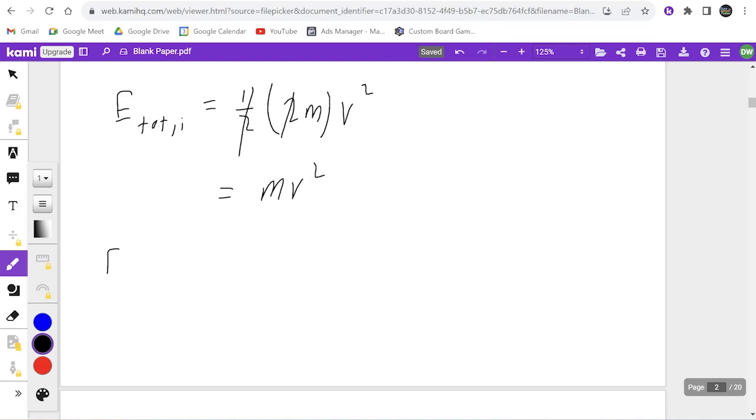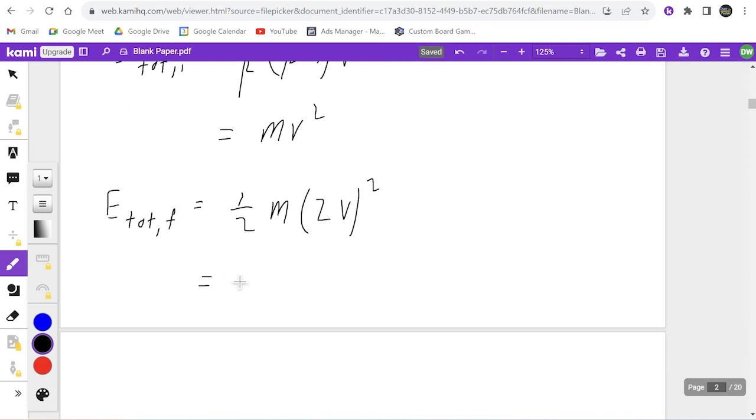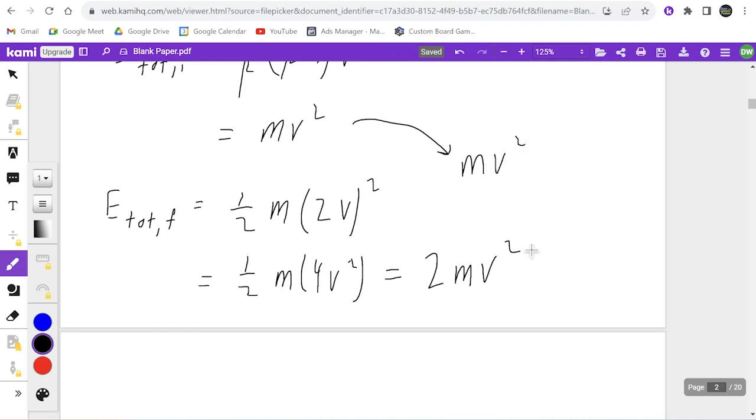Now let's look at E total final. E total final, it's 1/2 mv squared. The mass is only little m this time, but the velocity is 2v squared. And when we square that, we have to square both quantities. So in other words, it's going to be 1/2 times m times 4v squared. And if you reduce that, 1/2 times 4 is 2 mv squared. And now I have a problem. Remember, the initial was mv squared, and now our energy is 2 mv squared.